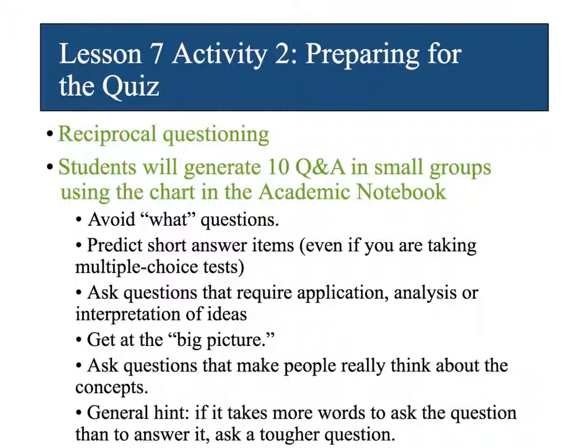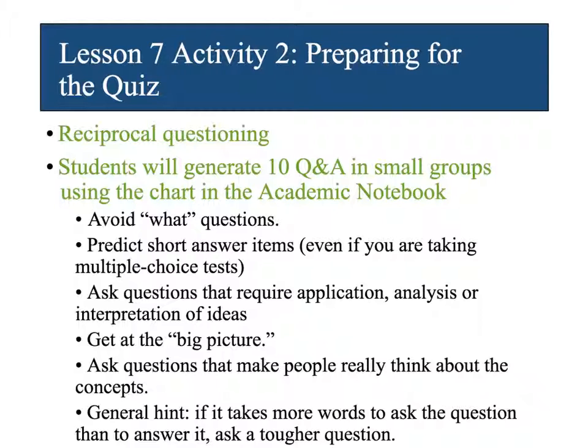So a couple of guidelines for students. If you just ask them to predict a test question, they will all come up with a what question. What is this? What is that? So it's really important for them to think about processes, how, why, rather than what questions. So in general, they should avoid what questions, and they should predict short answer questions even though they're going to take a multiple choice exam.